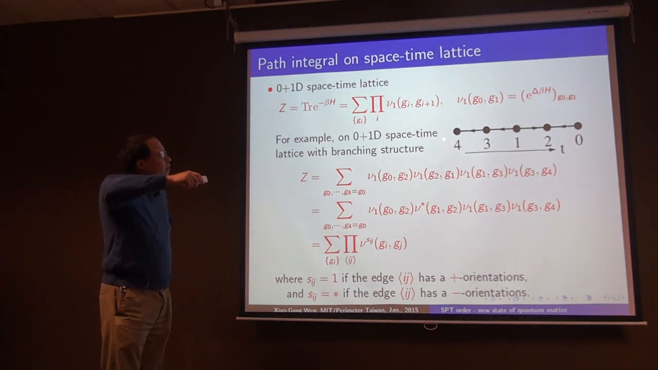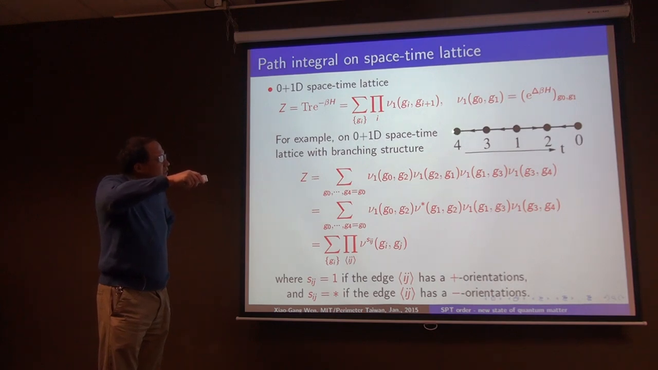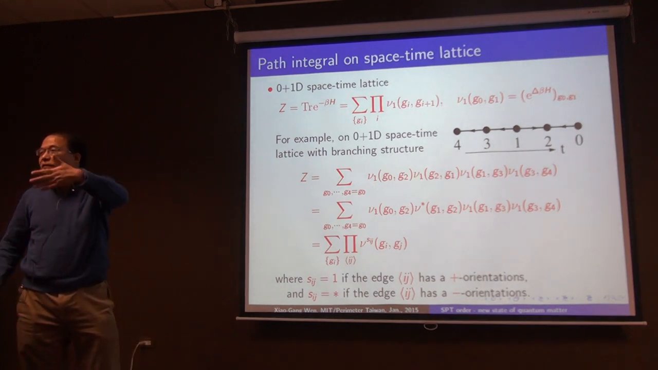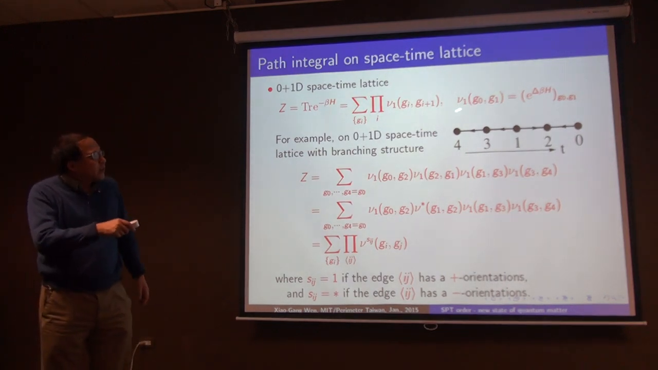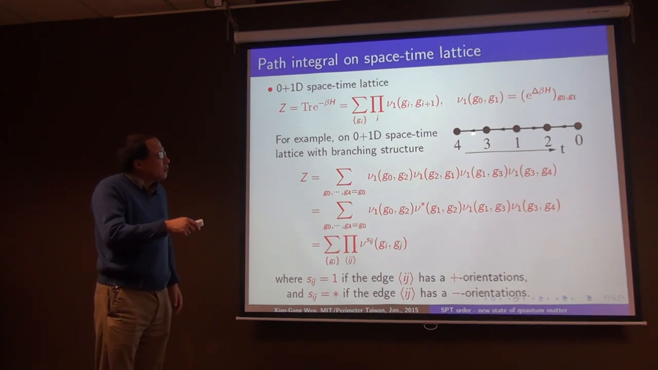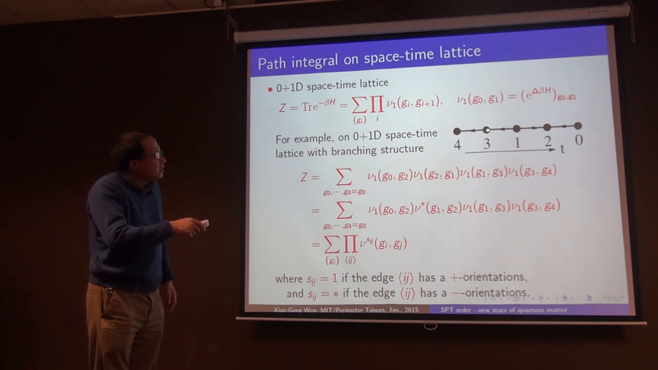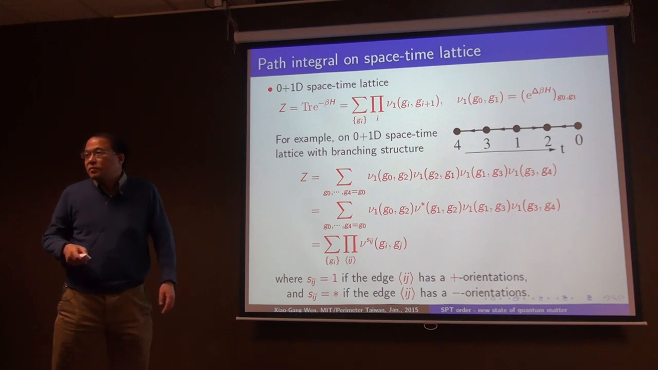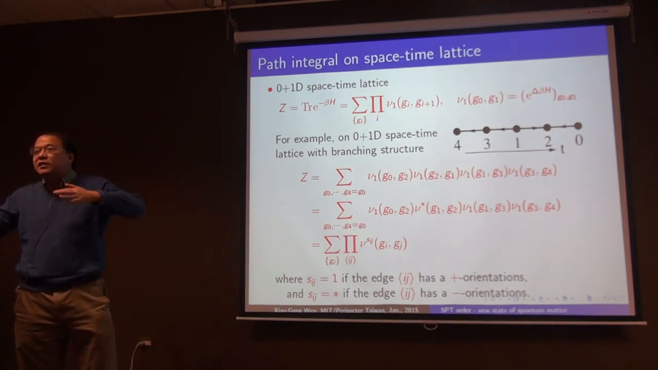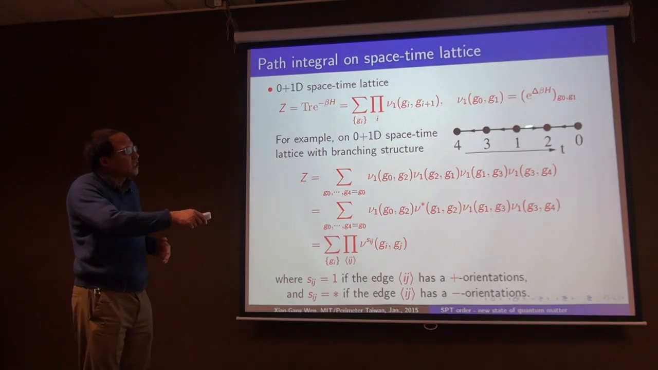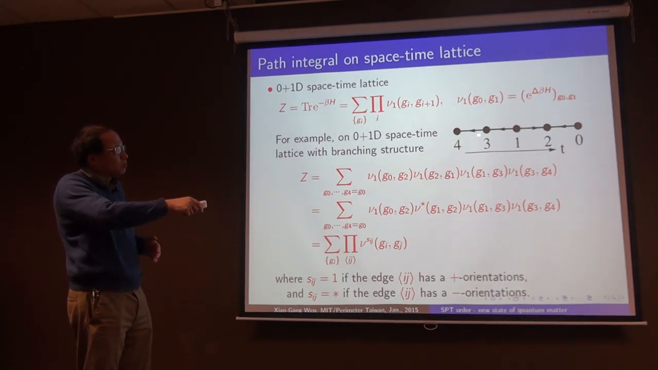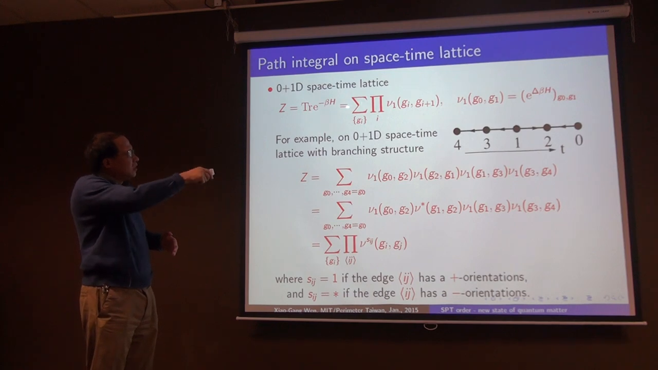However, we have to say which index goes first, which index goes second. We have to make a convention because this one is not symmetric. Therefore, we have to put an arrow on each cell, so that we can say that the one with no incoming arrow goes first, the one with one incoming arrow goes second. So that's a rule. Once we draw this space-time triangulation with the arrows, then we have this path integral.